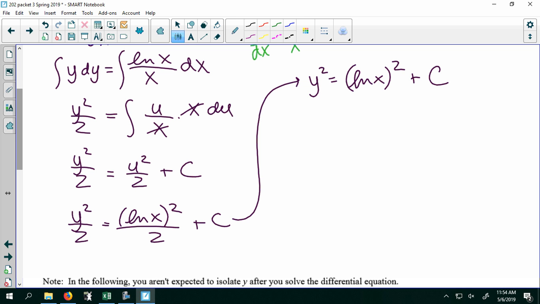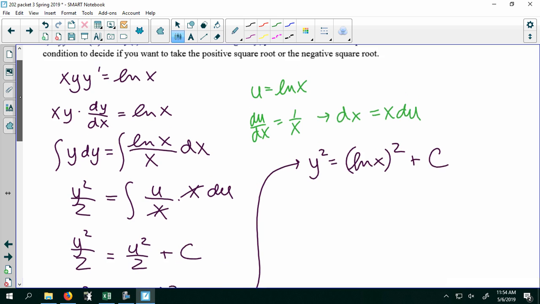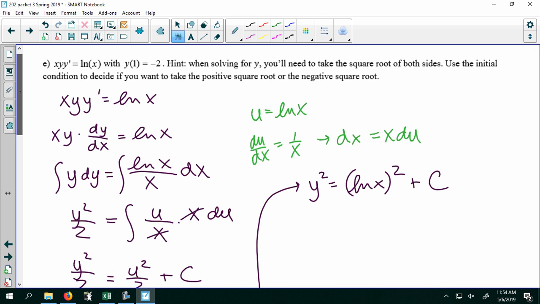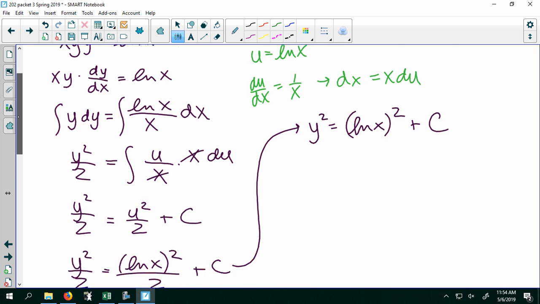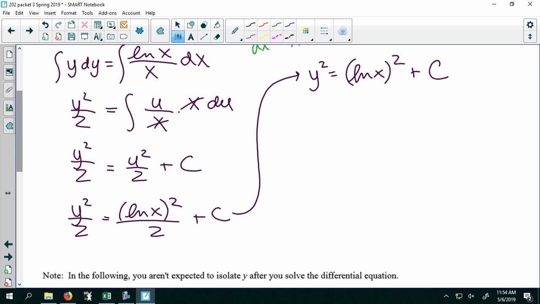Okay, that's where my hint was talking about. It was talking about the square root of both sides. We'll need to do the positive or the negative. Oh, right, when you take a square root, you need a plus or minus. So square root both sides, I get y equals plus or minus the square root of the ln of x squared plus c.